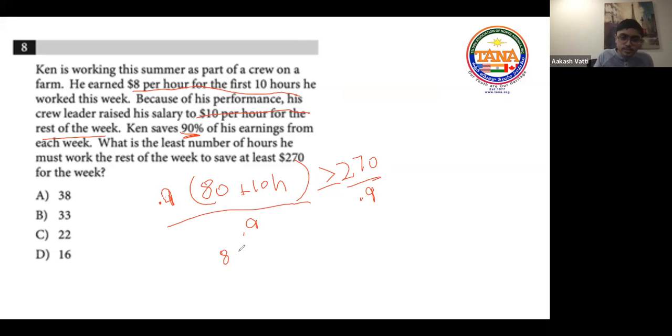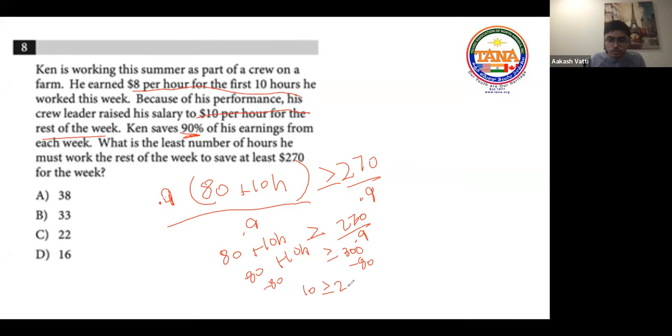and you get 80 plus 10h greater than or equal to 270 over 0.9, and that equals 300. It's not roughly anymore. 80 plus 10h is greater than or equal to 300. You subtract 80 from both sides, and you get 10h is greater than or equal to 220, and then you just divide by 10.